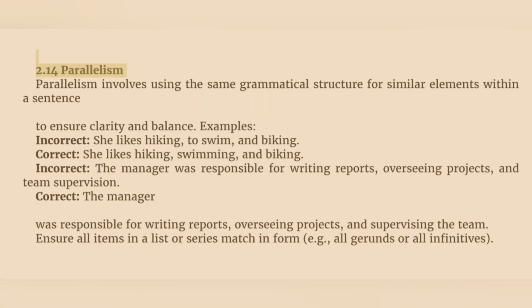2.14 Parallelism. Parallelism involves using the same grammatical structure for similar elements within a sentence to ensure clarity and balance. Examples: incorrect: she likes hiking, to swim, and biking. Correct: she likes hiking, swimming, and biking. Incorrect: the manager was responsible for writing reports, overseeing projects, and team supervision.